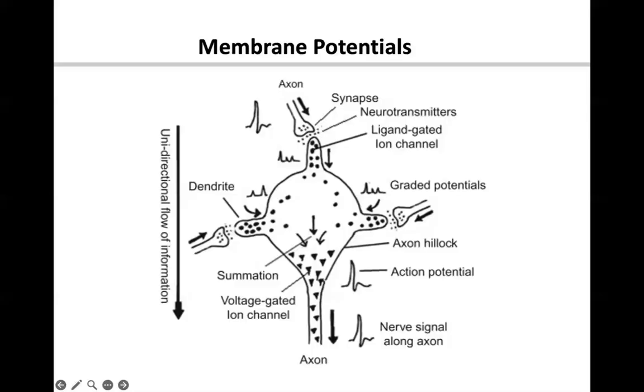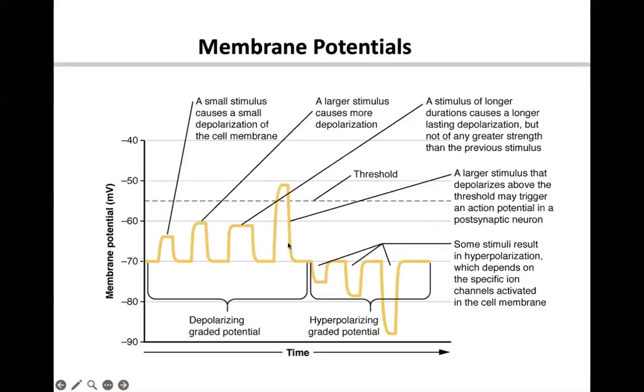Okay, so let's understand this in the next picture. If I have to make a graph, what is happening? This is the membrane potential. This is the time in which this is happening.